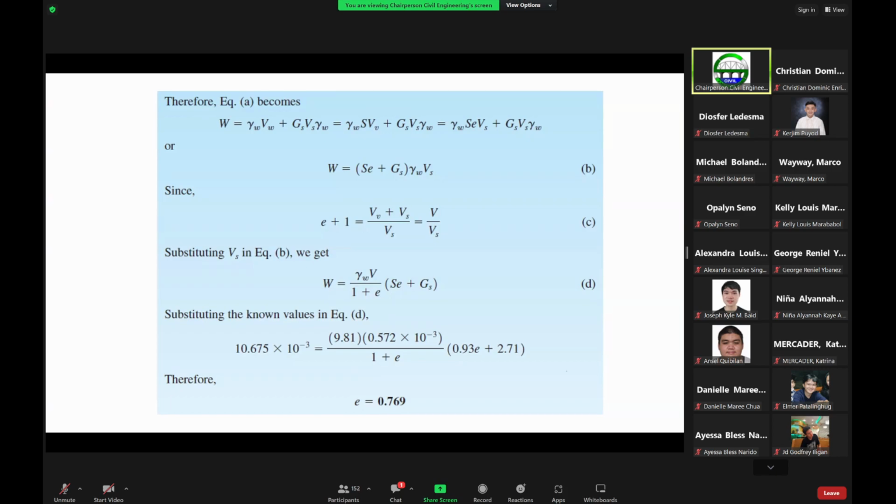And then the void ratio is equal to the volume of voids over the volume of solids. Then 1 is just the same as the volume of solids over the volume of solids, no? Which is also equal to the total volume over the volume of solids.